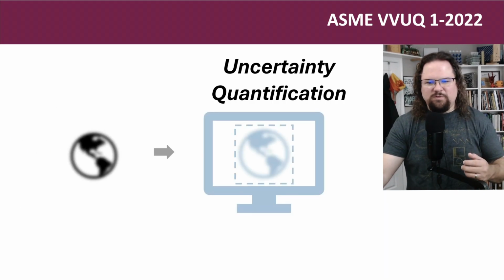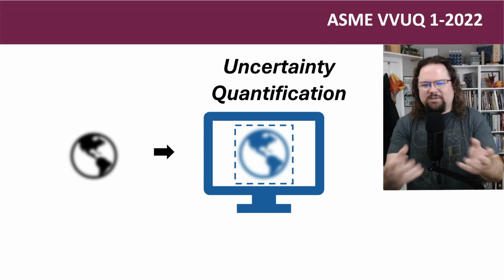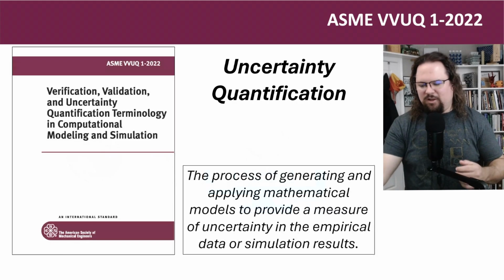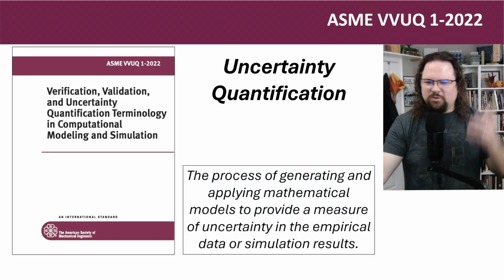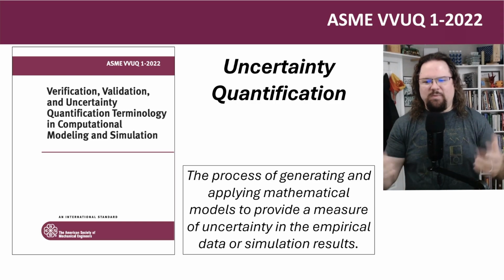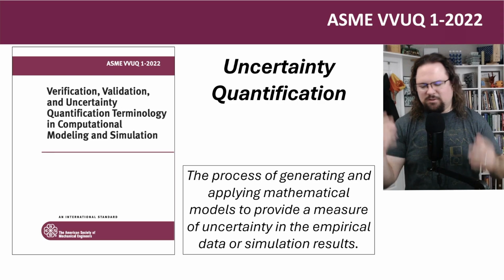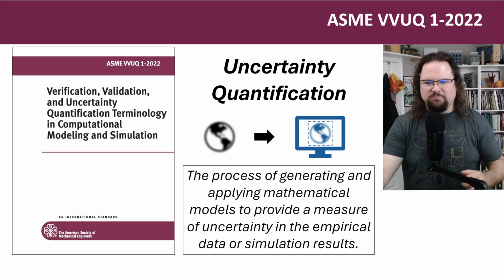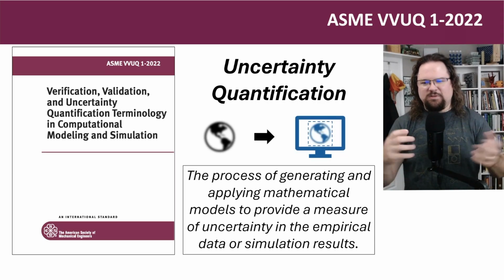So the world is fuzzy. We need to somehow relate that to the fuzziness in our computational model. So the process of generating and applying mathematical models to provide a measure of uncertainty in the empirical data or simulation results, that's uncertainty quantification. It's just saying, hey, I've got this fuzzy world. I need to represent this in the fuzziness of my model.